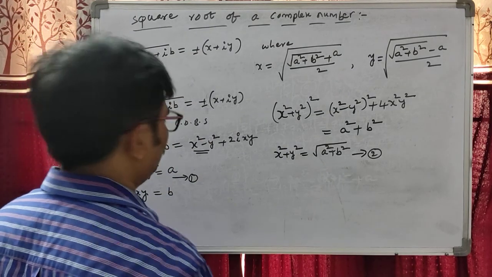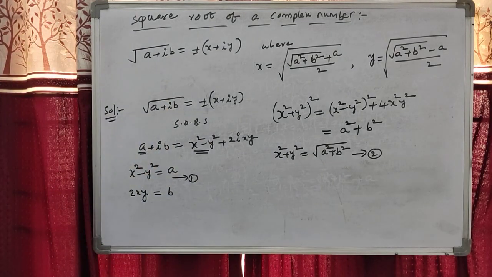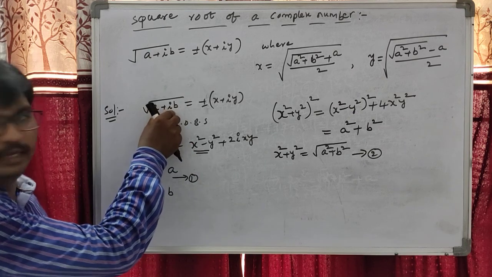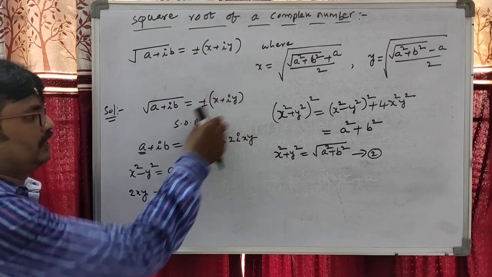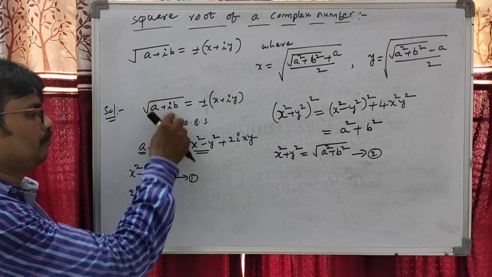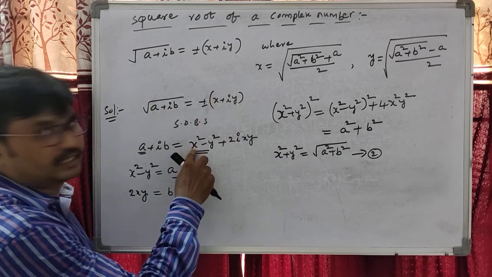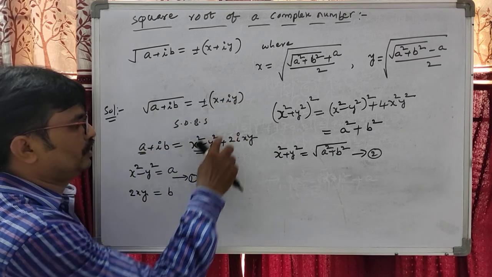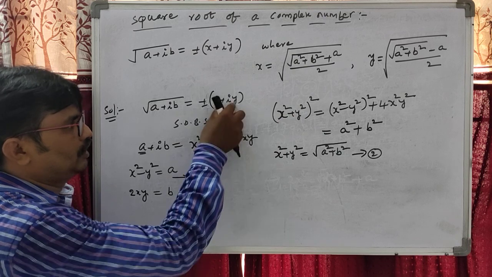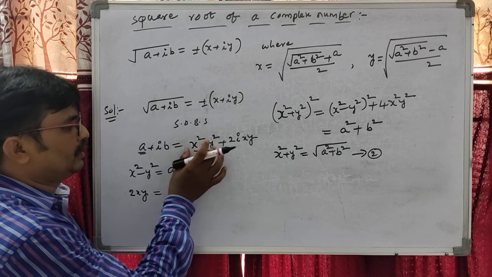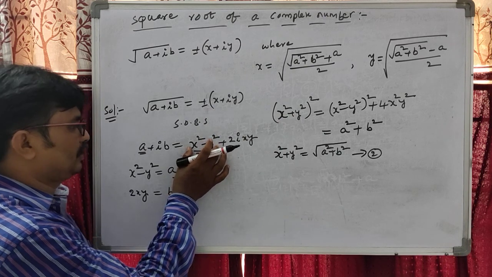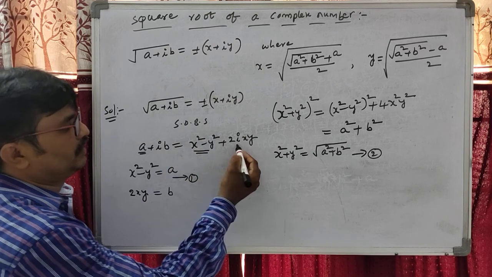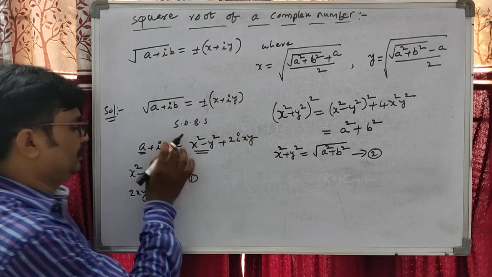So the first one is, we take the root of a plus ib as x plus iy, squaring on both sides. a plus ib equals x squared plus i squared y squared plus 2ixy, where i squared is minus 1. Equating the real part, x squared minus y squared is a. The imaginary part, 2xy, is equal to b.